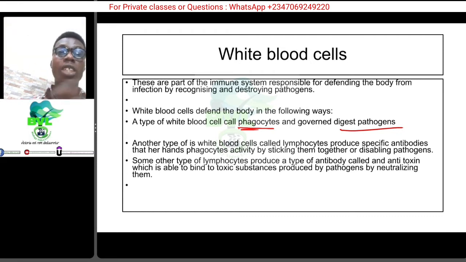So don't forget these two parts. Phagocytes are a type of white blood cell that has the capacity to do what? To engulf. And lymphocytes are the type of white blood cell that produces antibodies, which is the one responsible for the major immunity we have.